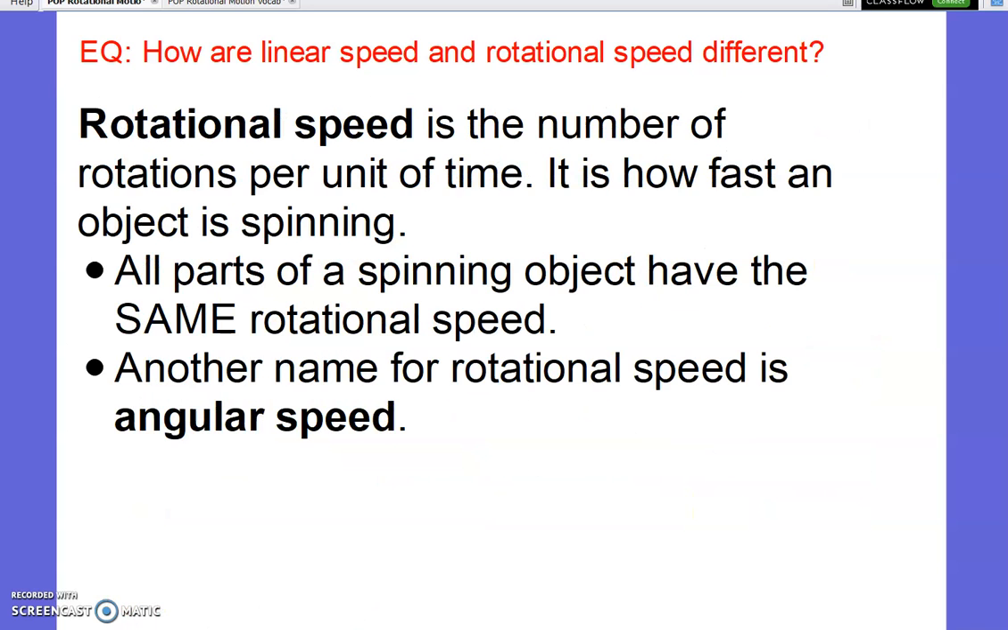Now, another type of speed we can talk about is the rotational speed. This is the number of rotations per unit of time. It is essentially how fast an object is spinning. Now, unlike linear speed, all parts of a spinning object have the same rotational speed. They go through the same angle in the same amount of time. Another name for rotational speed is angular speed, because we're talking about how fast the angle is changing.